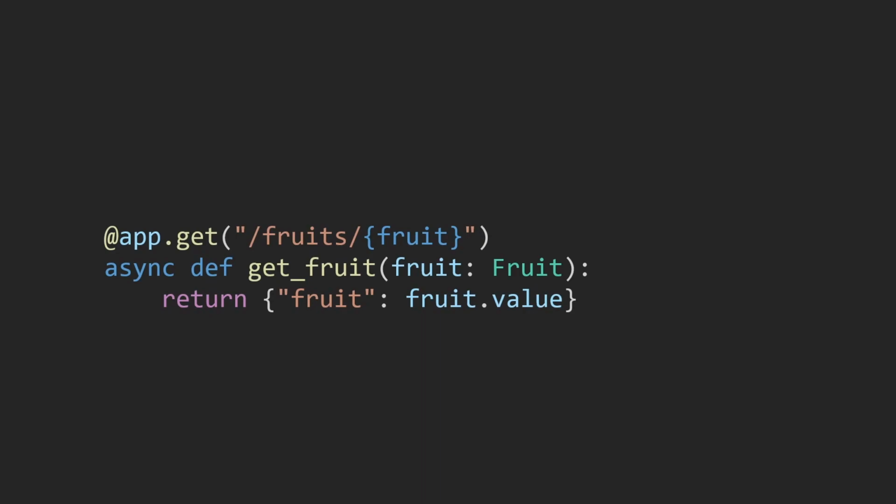We can also take a route and apply more than one path parameter to it. So let's say we want to add an amount for the fruit to our endpoint. We add the path parameter to the route string, and then add the parameter to the function and give it a type of int.